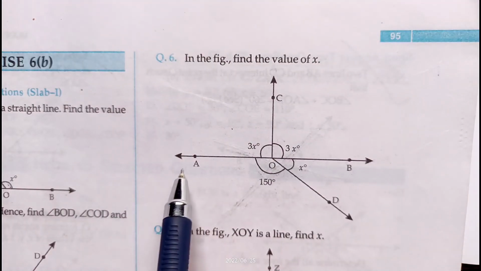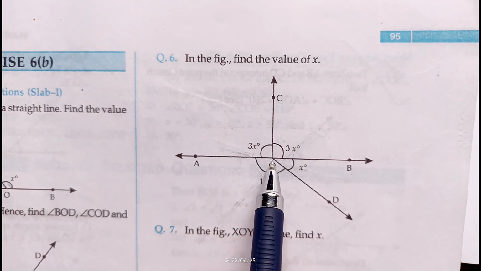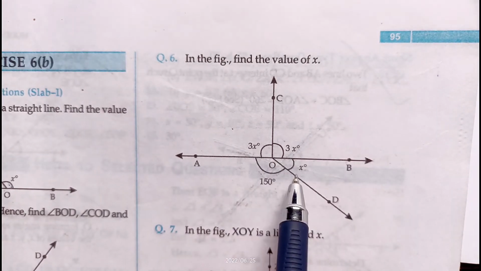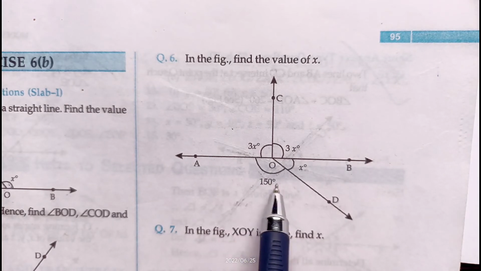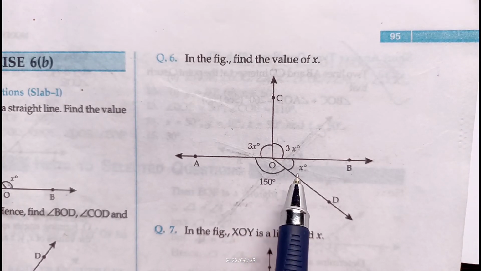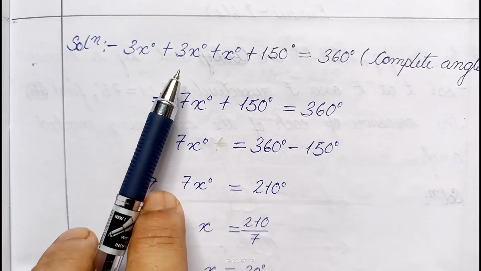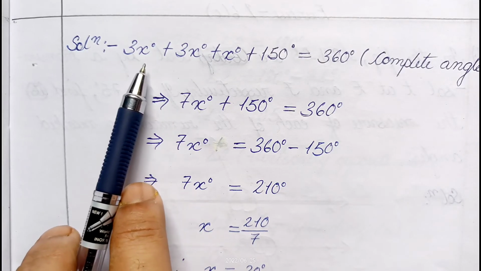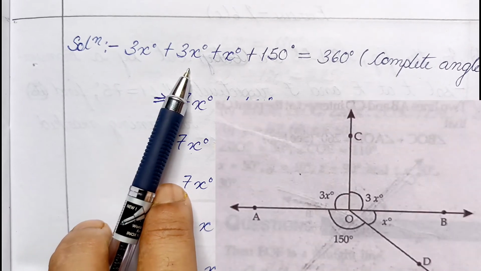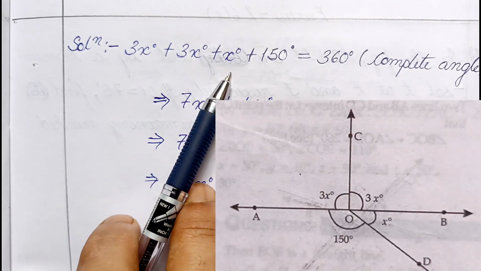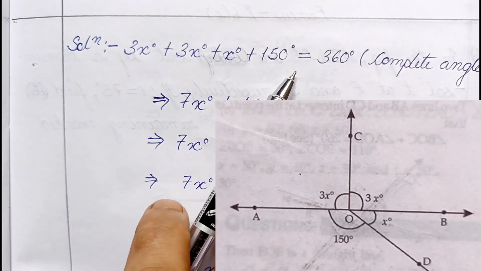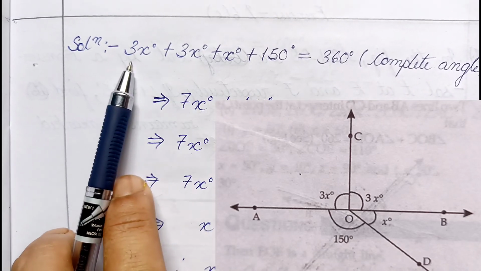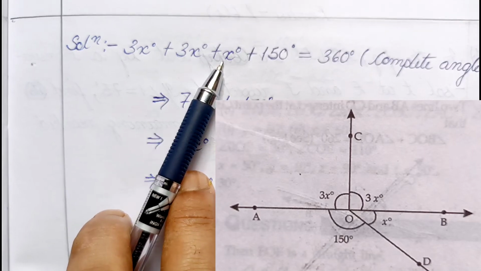In question number 6, it is given AOB is a line, and at point O, OC and OD are two rays, and these four angles are given: 3x, 3x, 150 and x. We have to find the value of x. As we know, the sum of all angles around a point is 360 degree. Therefore 3x degree plus 3x degree plus x degree plus 150 degree will be equal to 360 degree, as it forms a complete angle. Now 3 plus 3 is 6, plus 1 is 7.